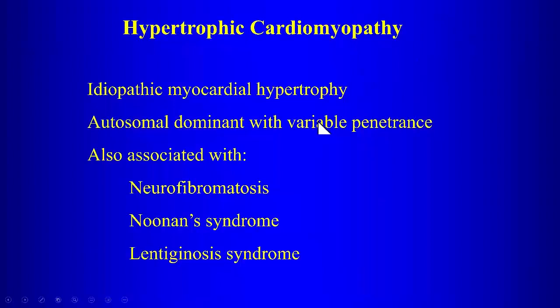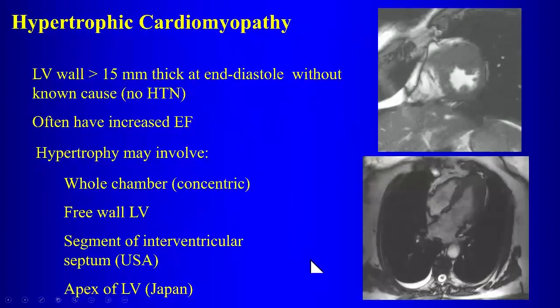This is idiopathic myocardial hypertrophy, autosomal dominant with variable penetrance. It can also be associated with neurofibromatosis, Noonan's, or another syndrome I've never heard of. Okay, so criteria: thickening of the left ventricular wall greater than 15 millimeters at end diastole with no known cause, so the patient should not have hypertension. These patients often have increased ejection fraction, which is not a good thing, actually. We'll talk about why later on.